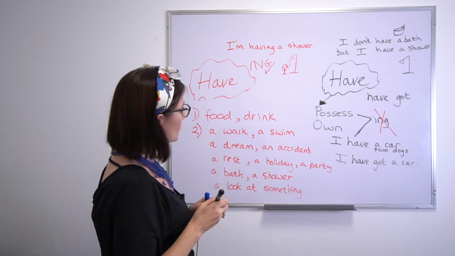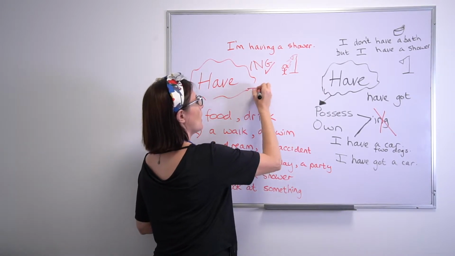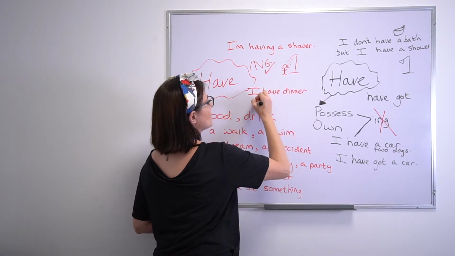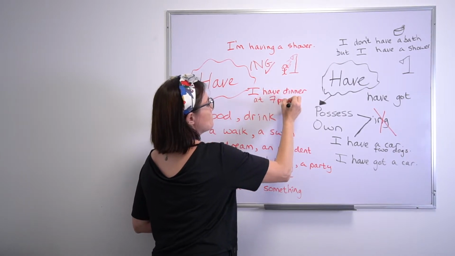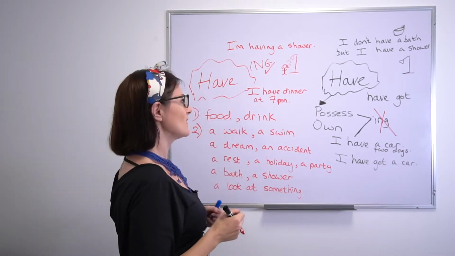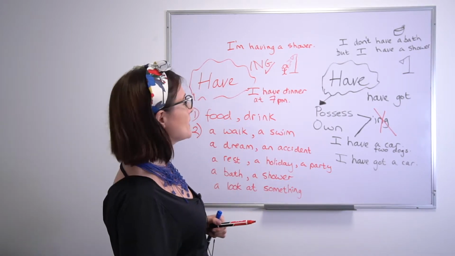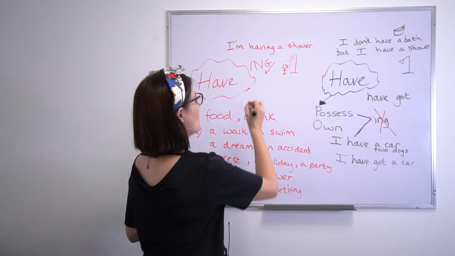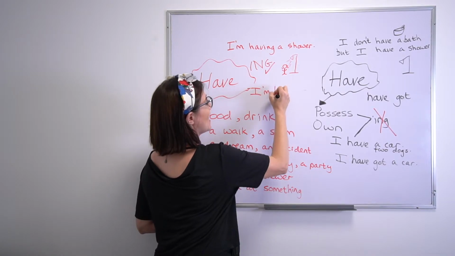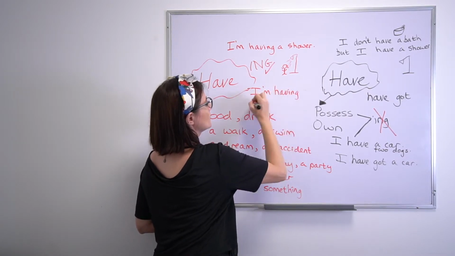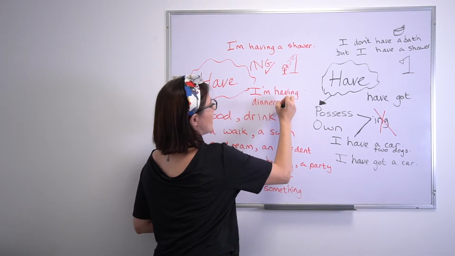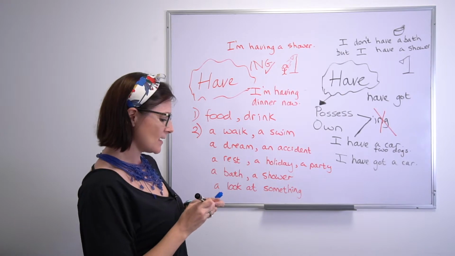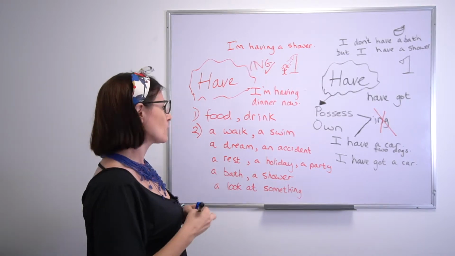For example, we can say, I have dinner at 7 p.m, meaning I eat dinner at 7 p.m, I have dinner at 7 p.m. We can also say, I'm having dinner now. So notice that this have can use ing because we are using have in a dynamic way.